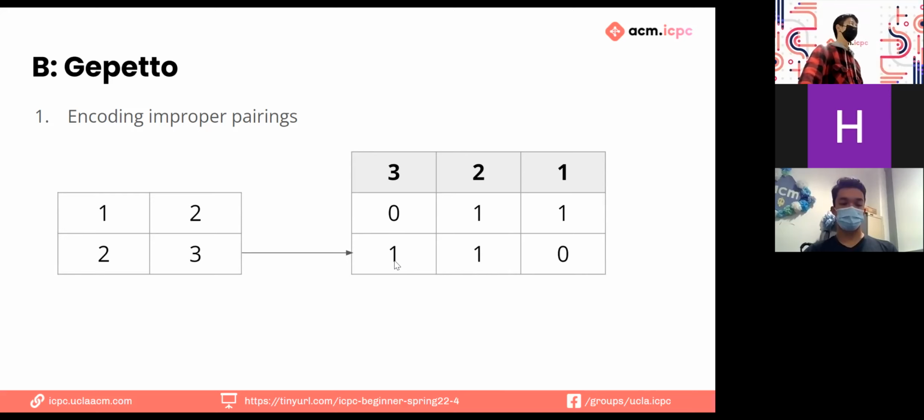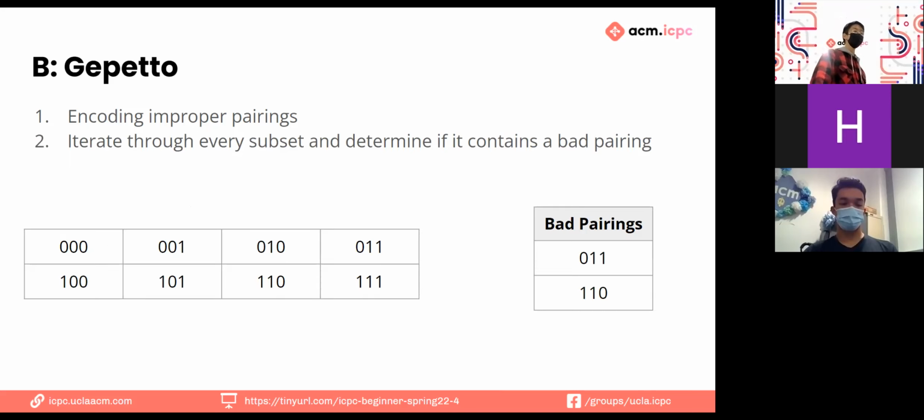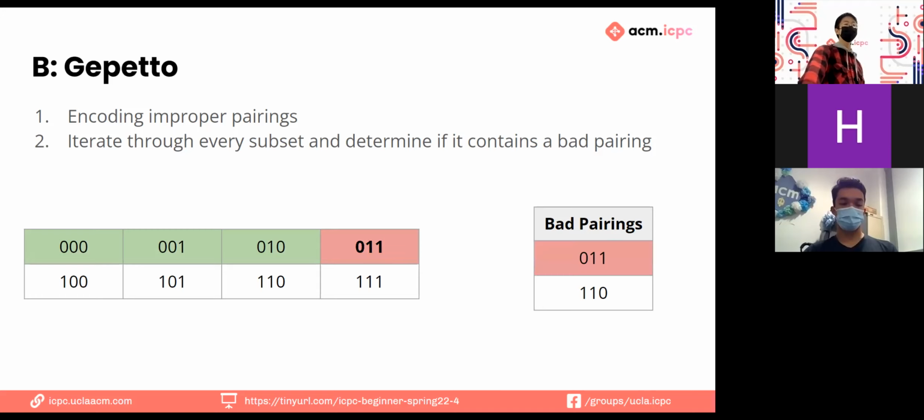Okay, now that we have a way of encoding these improper pairings, we just need to go through every subset and determine if it contains a bad pairing. Now, let's take a look at all the subsets. In this case, there's only 3 ingredients, just so that we can fit the entire example on the slide. Starting with 0, 0, 0, it does not contain any of the 2 bad pairings, so we move on to the next one. 0, 0, 1 does not contain any bad pairings. 0, 1, 0 doesn't contain any bad pairings. 0, 1, 1, in fact, is invalid, so we don't count that one.